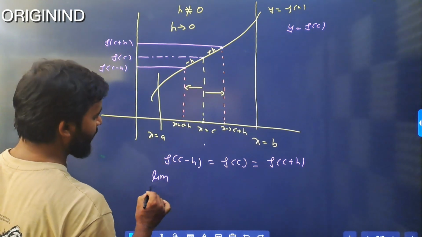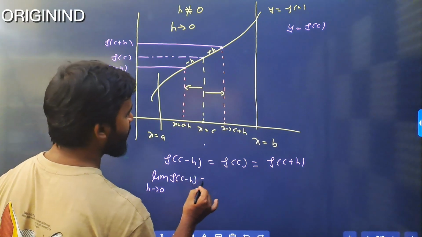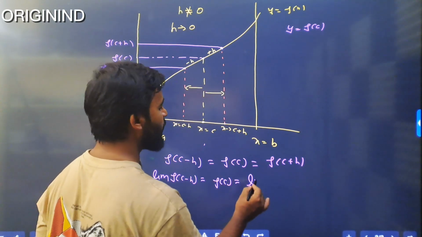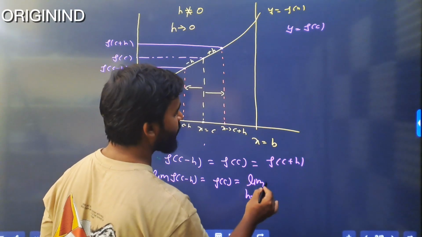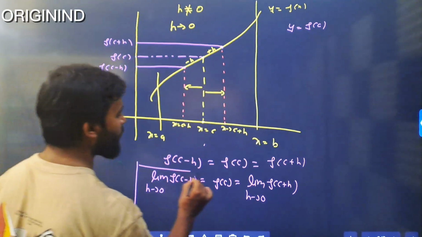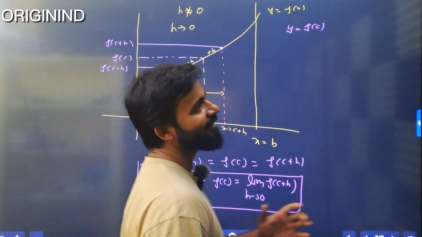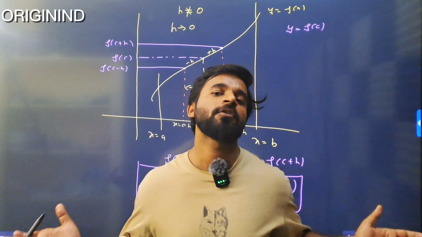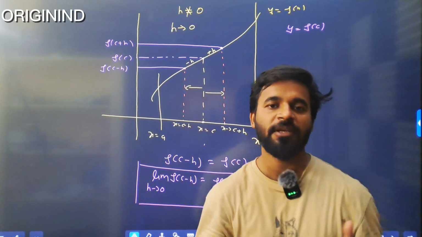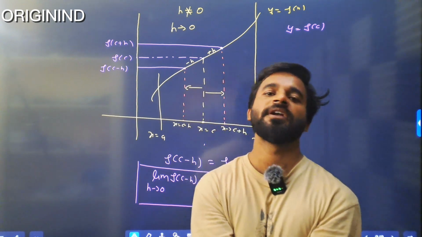You can simply say limit h tends to 0, f of c minus h is equal to... here it is not h, so simply f of c is equal to limit h tends to 0, f of c plus h. So this is the basic concept. I'm not saying this is a final concept, just basic concepts. We have many small concepts in this chapter, continuity. Everything I will discuss here.